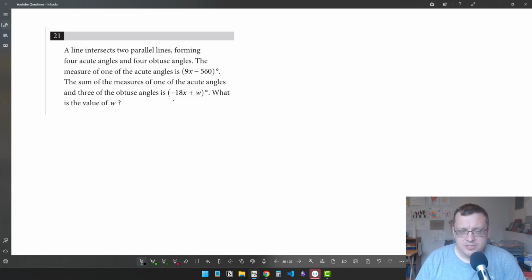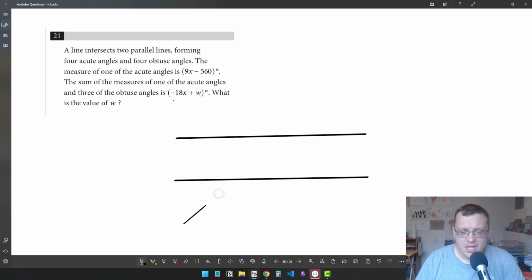21, a line intersects two parallel lines. So here are two parallel lines, and here's that line, aka a transversal. It forms four acute angles, which I'll mark out in red, and four obtuse angles, which I'll do in green. The measure of one of the acute angles is 9x minus 560. The sum of the measures of one of the acute angles and three of the obtuse angles is this. What is the value of W?